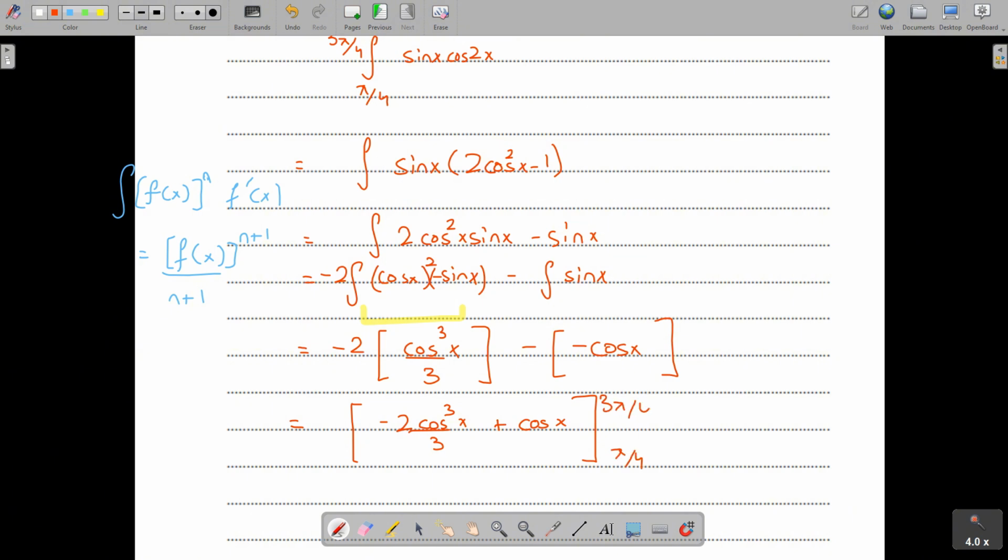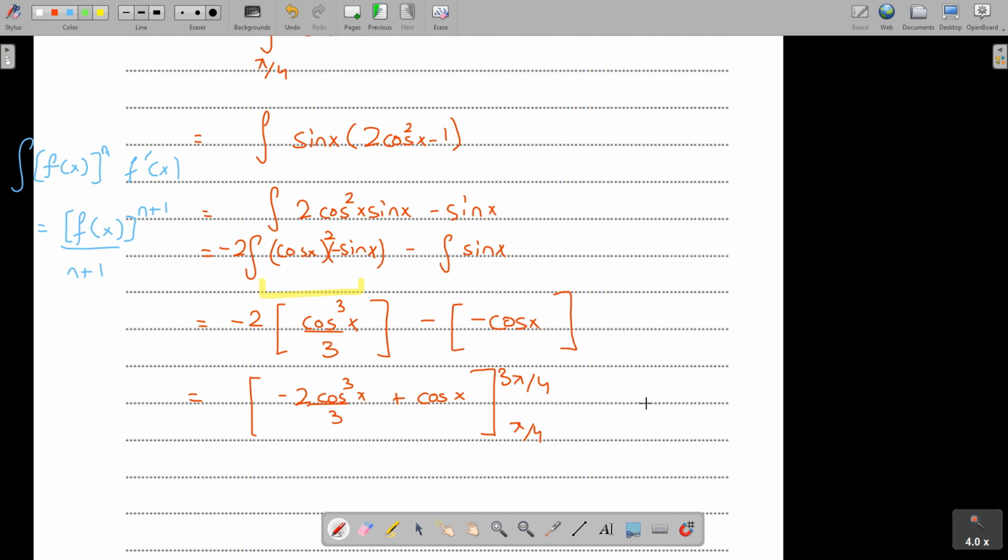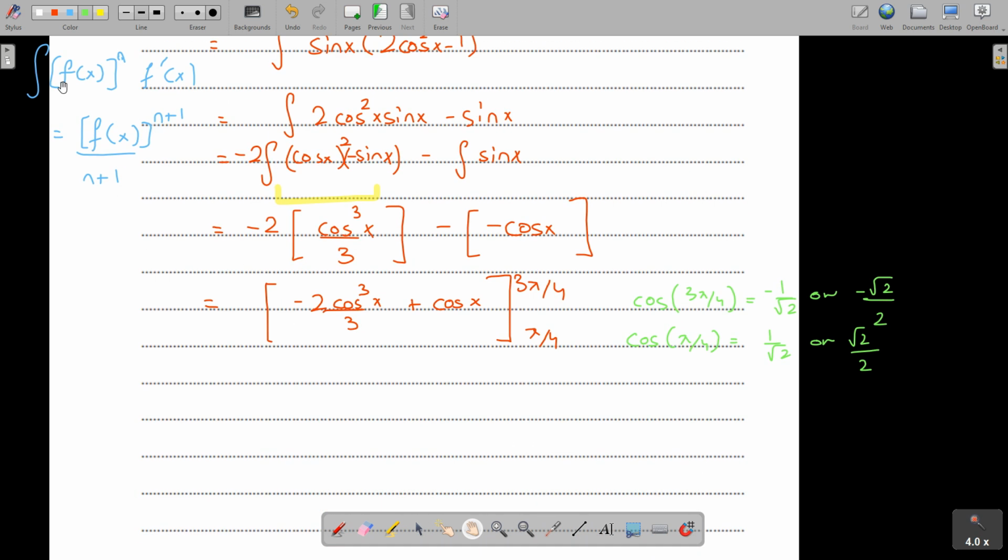3 pi by 4. Now, one thing that you can check from your calculator is that cos of 3 pi by 4 is, if I recall correctly, minus 1 over square root of 2 or minus square root of 2 divided by 2. Both of them are the same thing. And cos of pi by 4 is 1 over square root of 2 or square root of 2 divided by 2. Both of them are in fact the same thing. So yeah, let's just substitute that real quick.